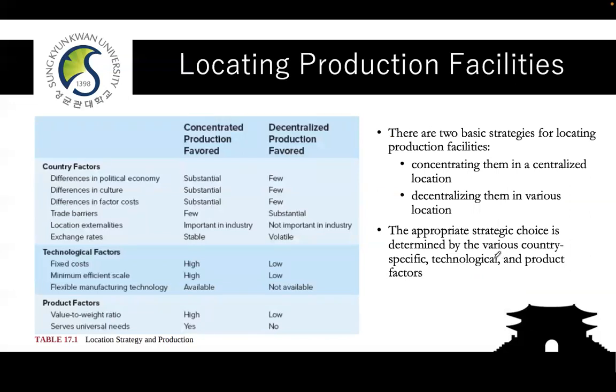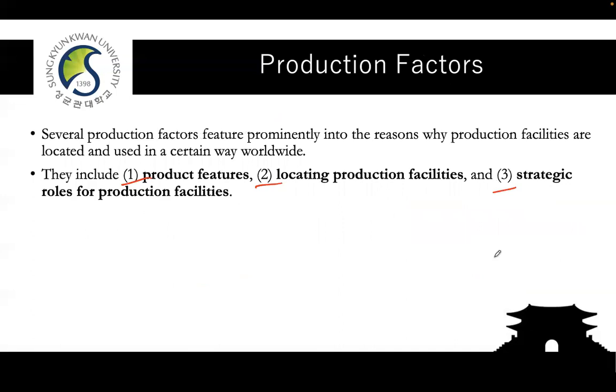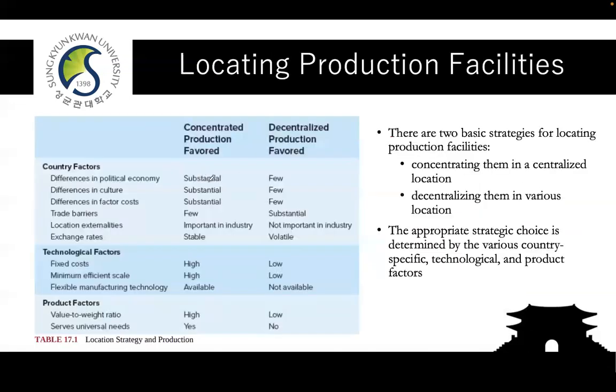Then locating production facilities, the second one, right? Locating production facilities here. So we have concentrated and decentralized production favored. So see the country factors that we saw just now and also in previous sessions. So if differences in political economy are substantial, concentrated production is favored.